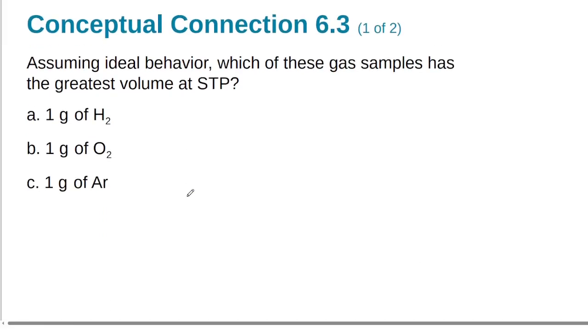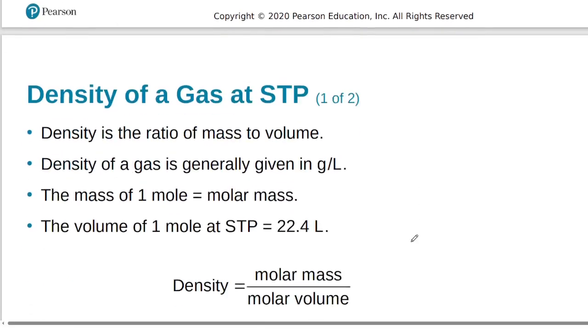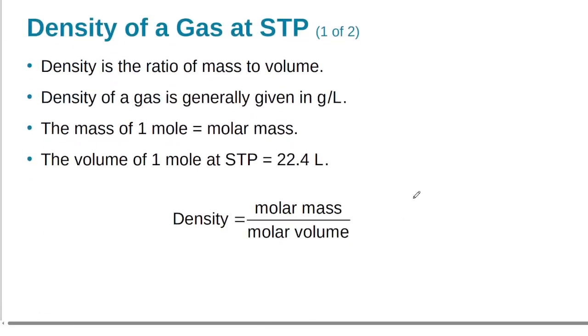Okay, so assuming ideal behavior, which of these gas samples has the greatest volume at standard temperature and pressure? Okay, and so this actually was the wrong calculation. I may have worked this last time. It was actually hydrogen.